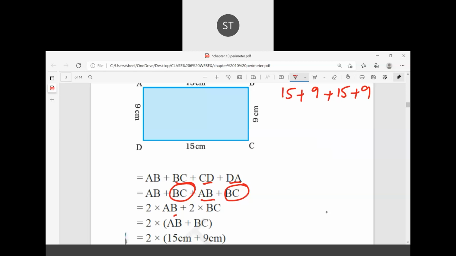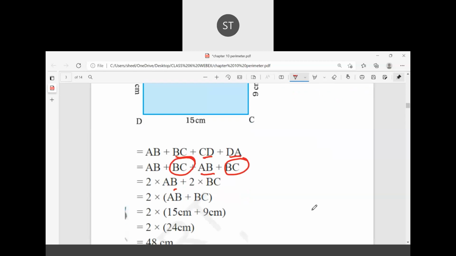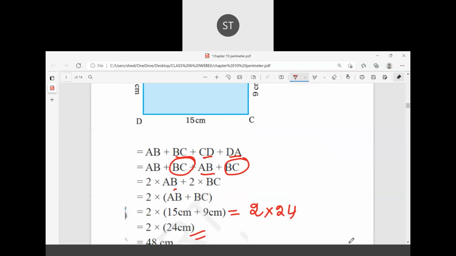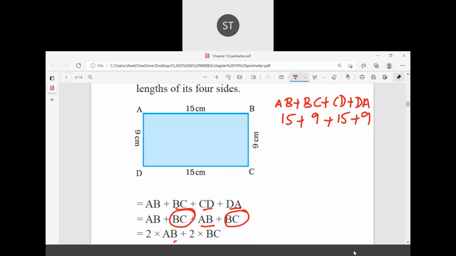So what is the next step? 2 is common, we will take it. So AB plus BC, therefore it is equal to 2 into 15 plus 9, that is equal to 2 into 24. Here it is written. So what is the answer there? 48 only. So when we are learning the formula, this is the step. 2 times length will come, 2 times breadth will come. So separately also we can substitute. Here you see 2 times 15 will come.